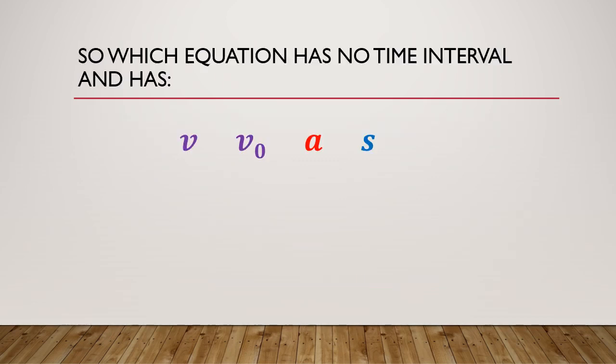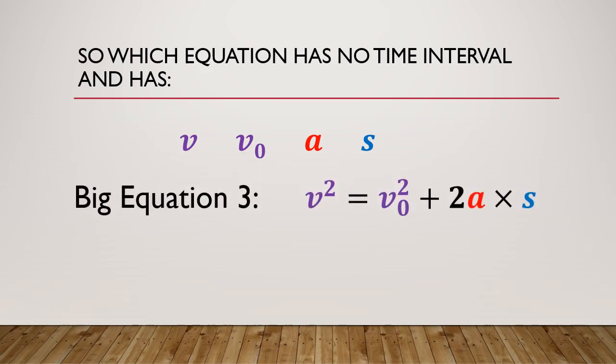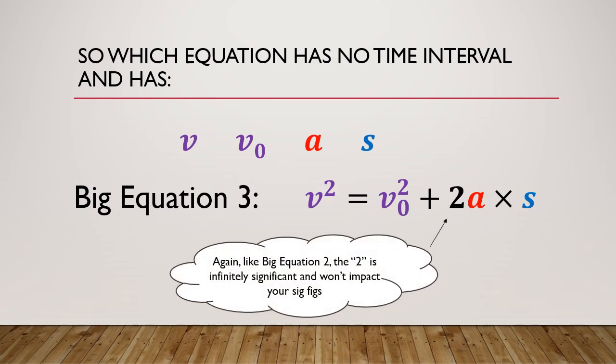So, which equation has no time interval and has v, v0, a, and s in it? Hopefully you guessed it's big equation number 3, which says final velocity squared equals initial velocity squared plus 2 times acceleration times displacement. Again, like in big equation number 2, that 2 is infinitely significant and is not going to impact your significant figures. It could be 2, 2.0, 2.0000000. It doesn't matter. It is infinitely significant.